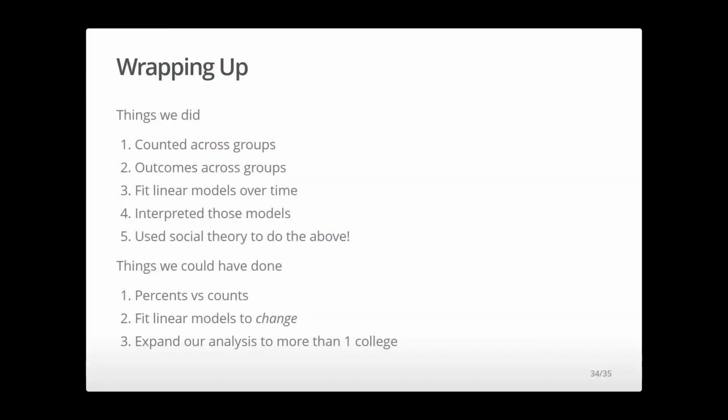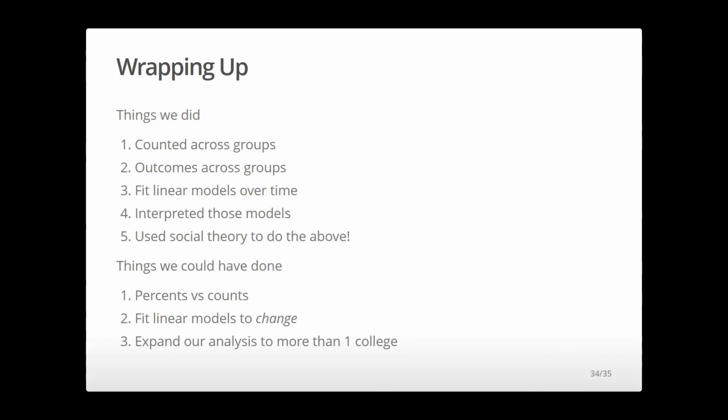Before this exploration gets too long and tedious, why don't we start wrapping up? First off, we did quite a lot of exploration with this admittedly small data set. We looked at counts across demographic groups, outcomes across demographic groups, we fit linear models to trends over time, interpreted those linear models, and did all of the above in the context of some social theories.